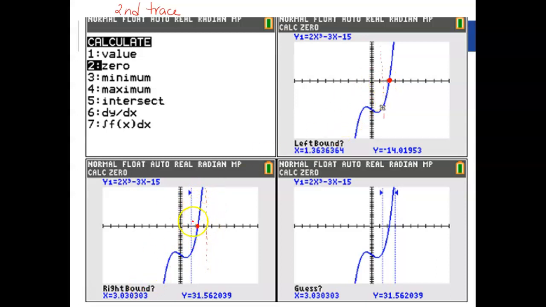So I choose a left bound and then I choose a right bound. I can type those in. Looking at this, it looks like this is close to 2, so I might type in 3, or I could just use my right arrow key to move to the right, whichever works best for you. The next question it's going to ask is the guess. For your guess, you want to take the cursor and move down as close as you can to this point. Or if you want to type in a guess of 2 or 3, whatever it looks like it's close to, then you can type that in, or you can use the cursors again to move that.